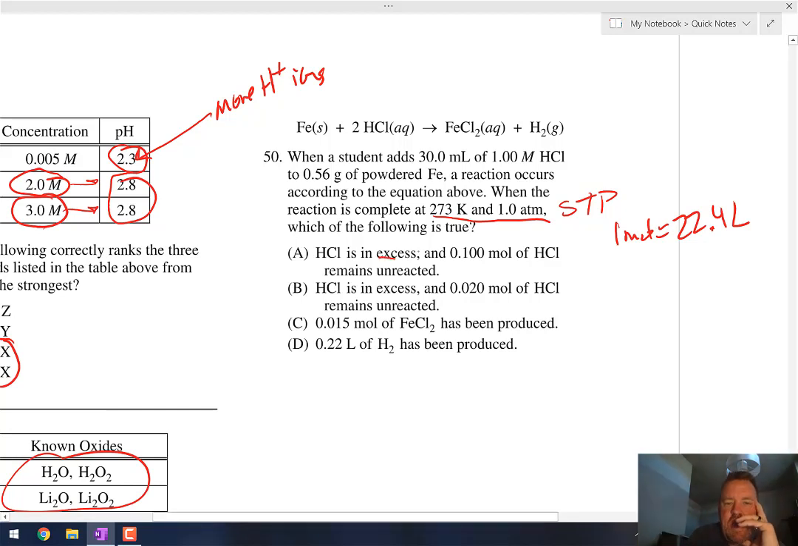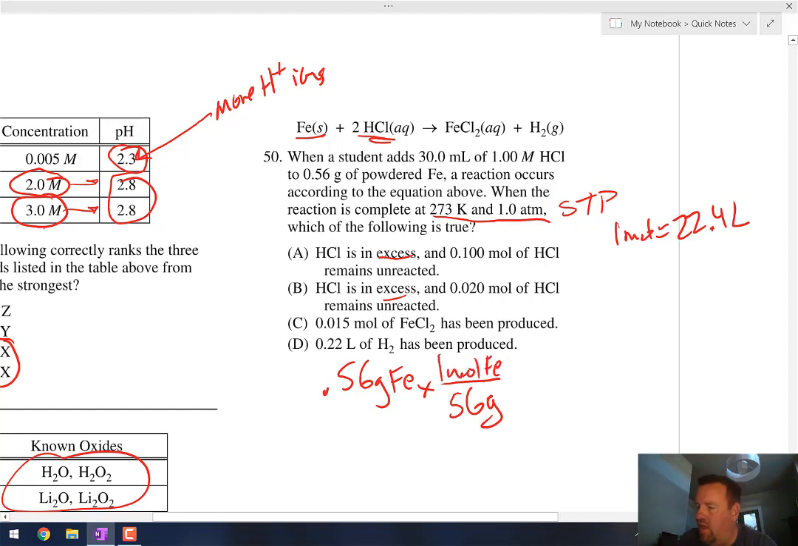So they're talking about excess reactants. So that's probably one of the things we need to figure out first, what's the limiting reactant here? Because they give us an amount of HCl, they give us an amount of iron. Okay, so let's go ahead and I think the way that I did it is I took the 0.56 grams of Fe, and then the molar mass of iron, again, it's 55.8, but on a free response or a multiple choice question, 56 grams in 1 mole of Fe.